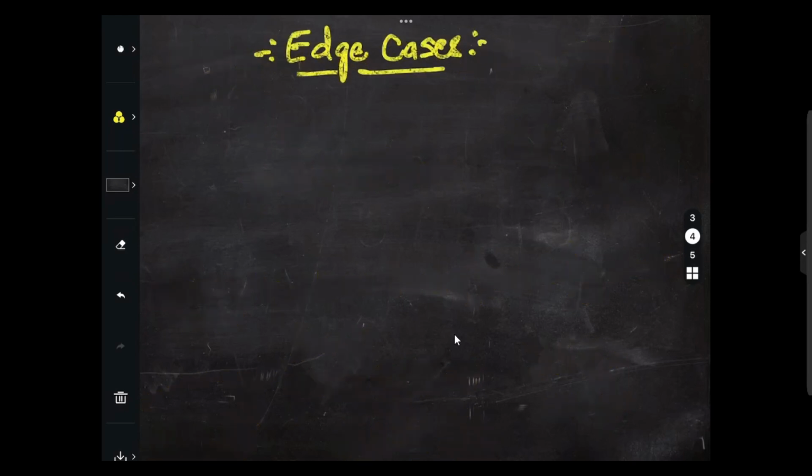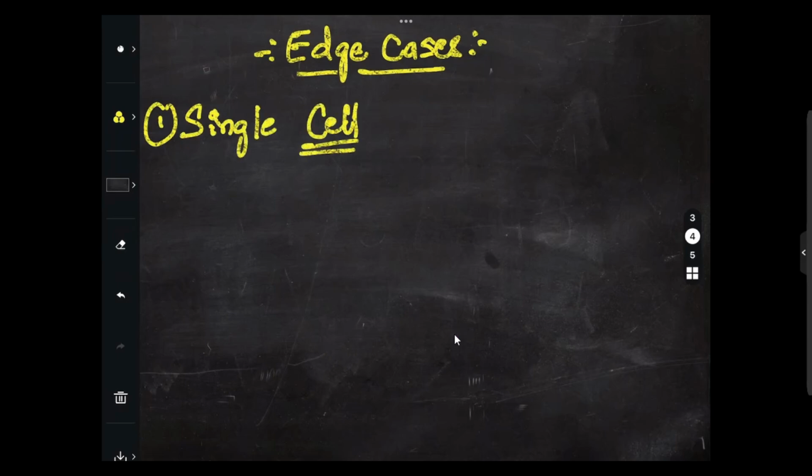Let's discuss the edge cases one by one quickly. The first edge case is a single cell. Single cell means we have only one cell, right? Input I'll just consider here is 0. So the output will be 0 as well. Why is the output 0 here? Because it is already at the destination. Time equals 0, so the output will be 0 here.